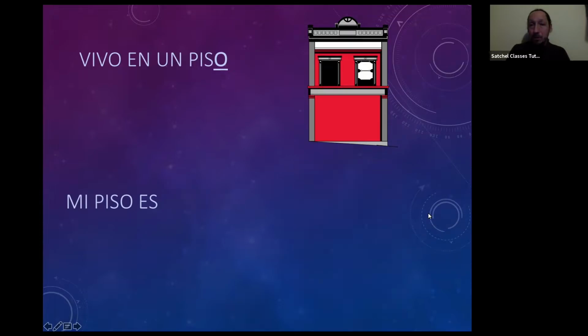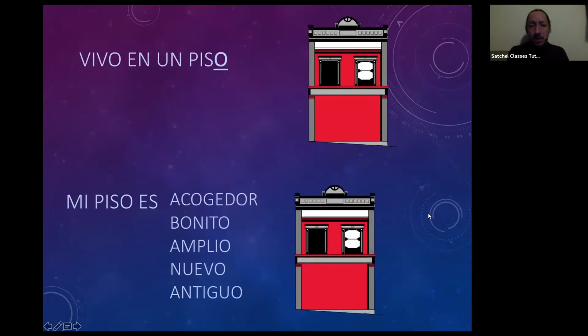But if I'm going to use any other adjectives like small, then I need to use the right word for that, which is pequeño with an O at the end. Why? How do I know this? Well, because piso ends in O.